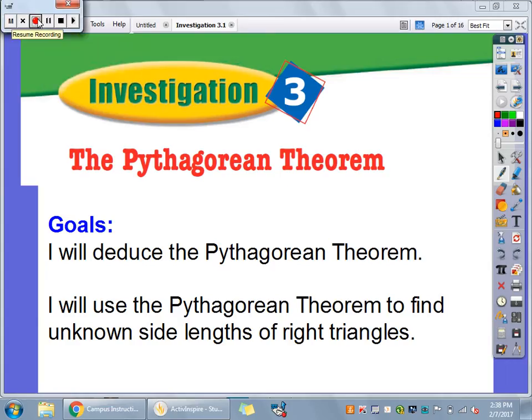Okay, so this is basically what we did on Monday and Tuesday, February 6th and 7th. So we're starting to talk about the Pythagorean theorem. So the goal that we have for today is that we want to be able to deduce the Pythagorean theorem.